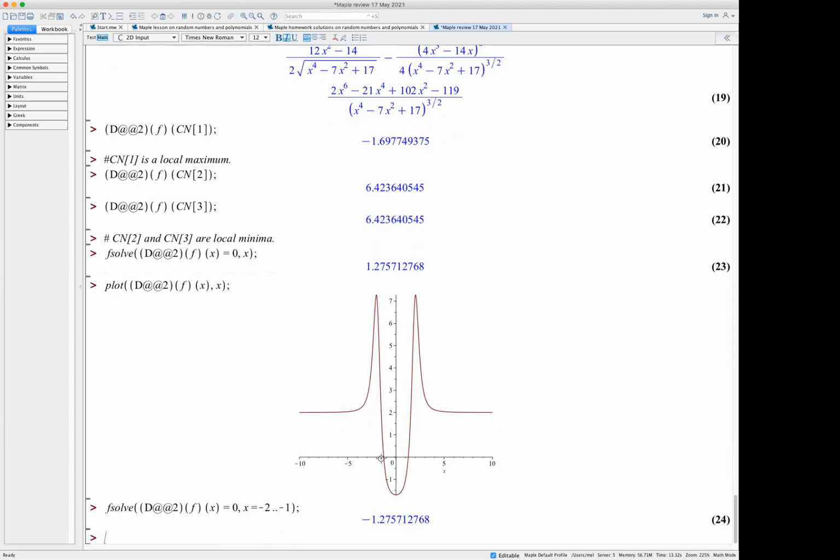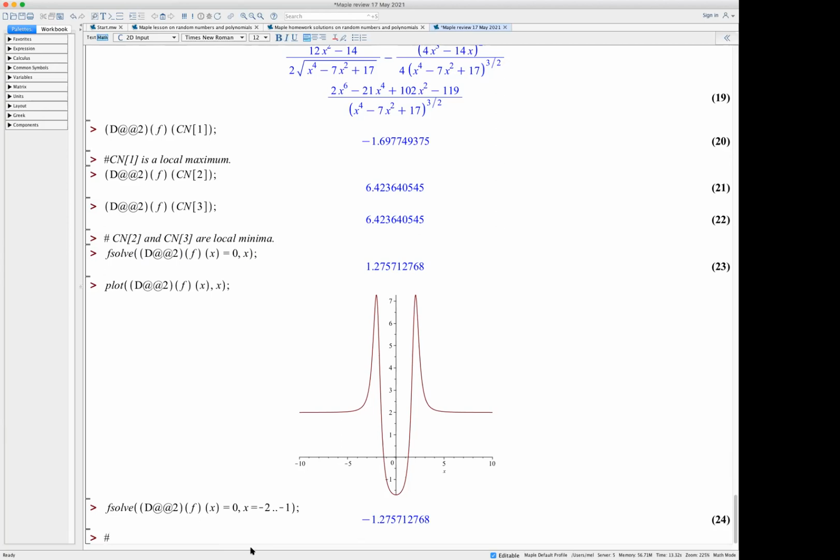If you look at this plot of the second derivative, you can see it's positive up to this point. So it's concave up here. From here to here, it's negative, so it's concave down. And over in this direction, it's always positive. So the concavity changes at these two points.